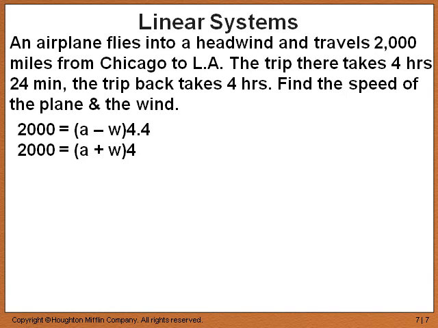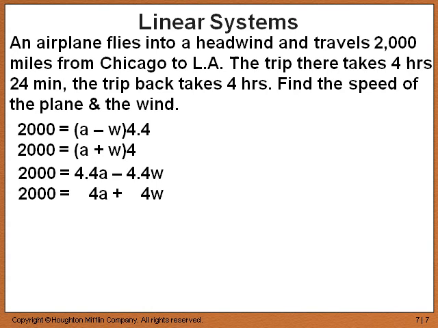4.4, where does that come from? Well, 4 hours and 24 minutes is 4 hours and 4/10 of an hour, because 24 minutes is 4/10 of an hour, so 4.4. The other equation, 2,000, because the distance is still 2,000 miles. This is for the return trip, and on the return trip, you're going with the wind, so it's a, the speed of the plane, plus w, the speed of the wind. 2,000 equals a plus w times 4 hours. All right, so this is our system, and now we can work with this.